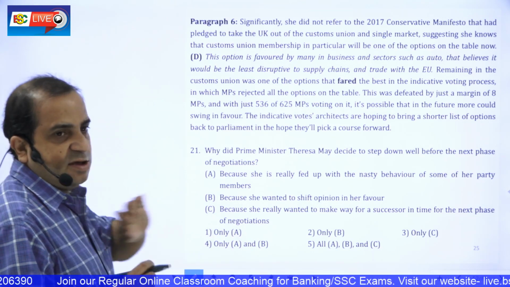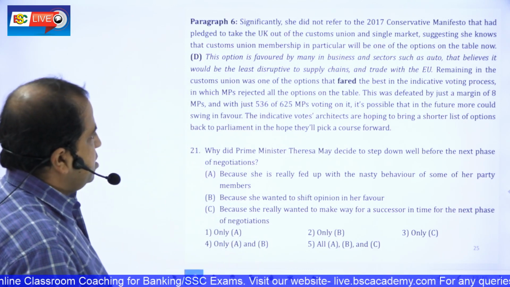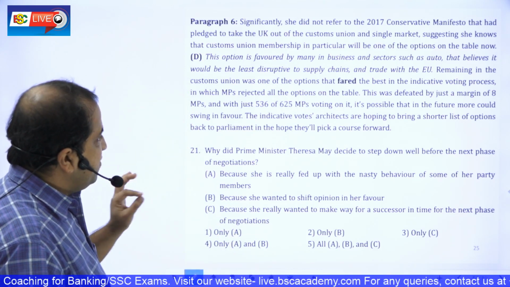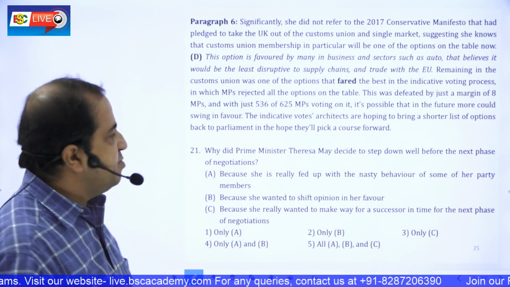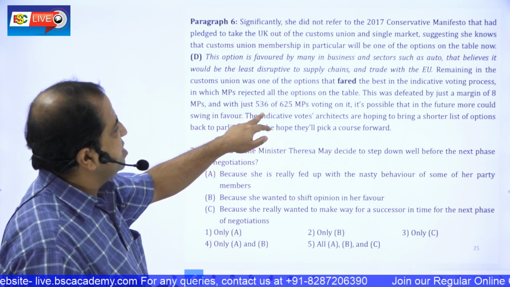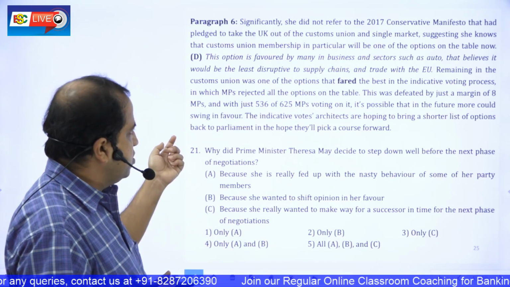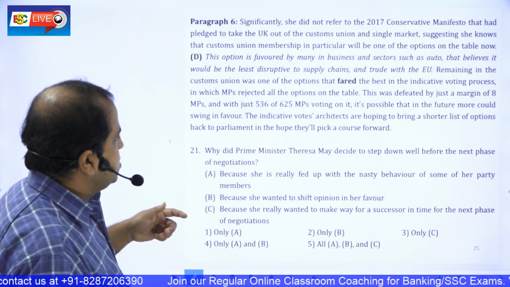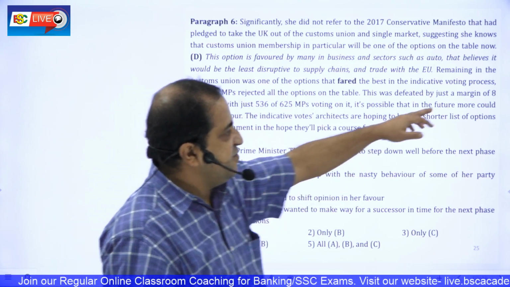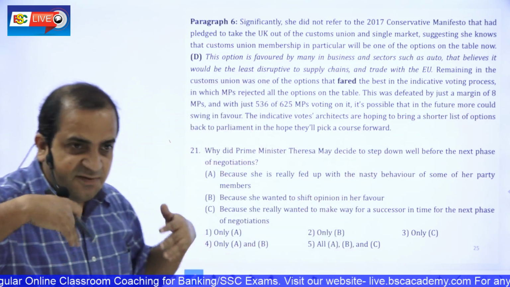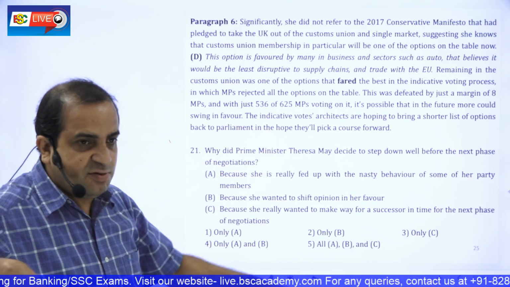Remaining in the customs union: okay, don't accept other things, but keep the customs union. This was defeated by just a margin of 8 MPs. It's a very slender margin. And with just 536 of 625 MPs voting on it, it's possible that in the future, more could swing in favor. 536 of 625 and a margin of 8. So if all 625 vote, very easily this margin can swing.